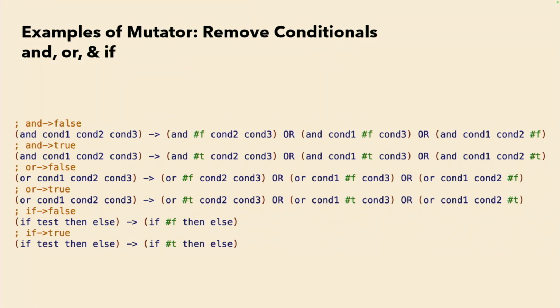And then there's the AND to true, which does a very similar thing, except instead of false, it just replaces it with true. And then there's also an OR to false, which is basically the same thing, but it operates on the OR function rather than the AND function. And then OR to true, very similar. There is an if to false, where you have an if test, and you mutate the test to false, so you force the else branch to run. And then you have an if to true, where you force the then branch to run.